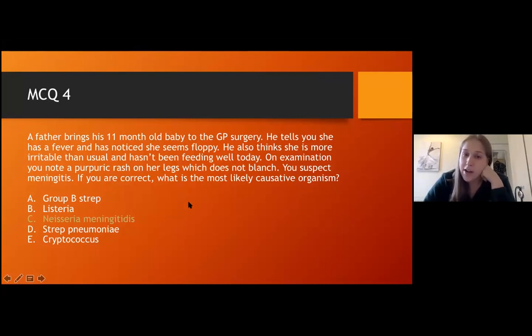Neisseria meningitidis is the correct answer, because this baby has a purpuric rash that doesn't blanch. We would describe a non-blanching rash with meningitis as meningococcal disease specifically, and that is caused by Neisseria meningitidis. Strep pneumoniae, which a few of you put, is probably the most common cause of meningitis in general, so not a bad answer, but it wouldn't have the non-blanching rash. And Cryptococcus is a fungus, and that's quite rare, really.